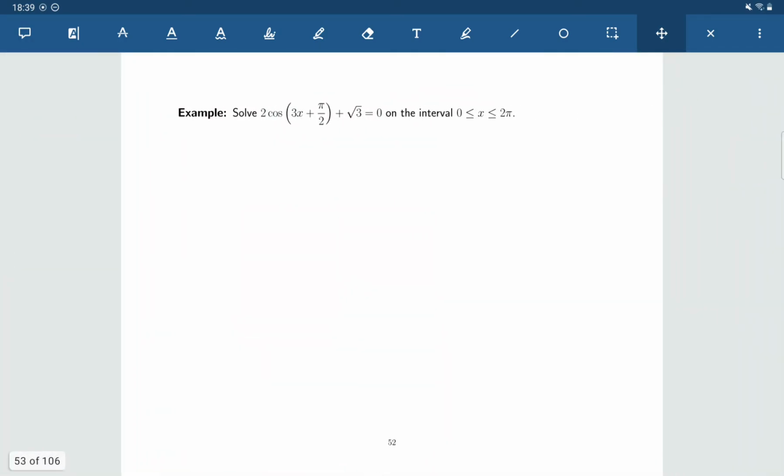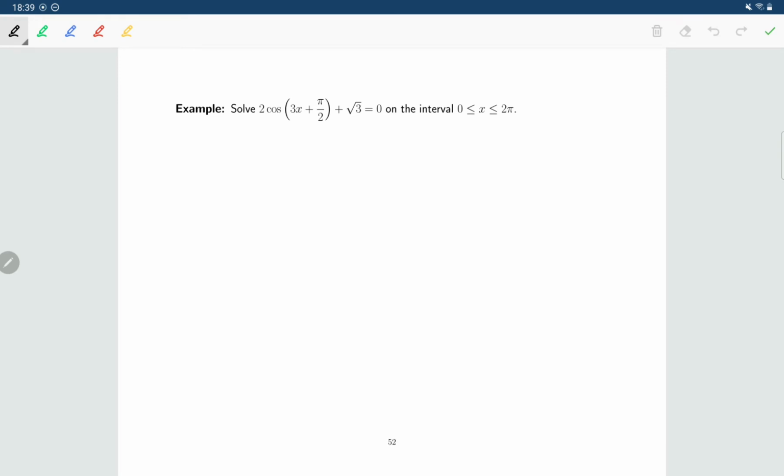All right, let's do another one here. This one, a little bit more of a transformation happening with this cosine function. I'm going to start off by, again, simplifying my life here by doing a little substitution to say that we want to replace u with 3x plus pi over 2.